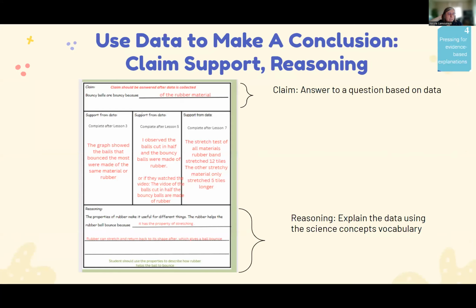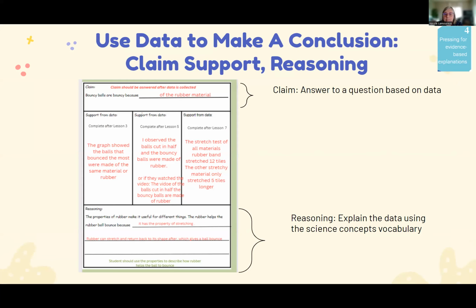But now they're able to make a claim. They can look at all their data. What is it indicating? Because that's what happens in real science, that the bouncy balls are bouncy because of the rubber material. But the reasoning pushes them to support that a little bit.